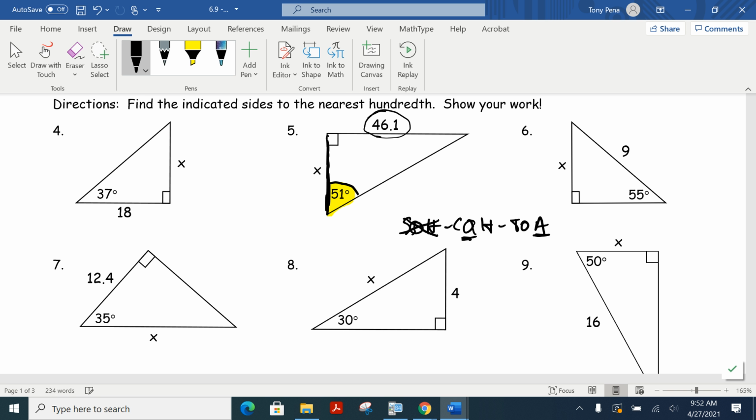46.1, the other side that we know. We already said x is the adjacent, so is 46.1 the opposite side or the hypotenuse? It's the opposite. So if we said this was the adjacent side, and we're now saying this is the opposite side, that tells us we have to set up a tangent in order to use what we were given. So we would set up the tangent of 51 degrees is the opposite side, 46.1, divided by the adjacent side, x.